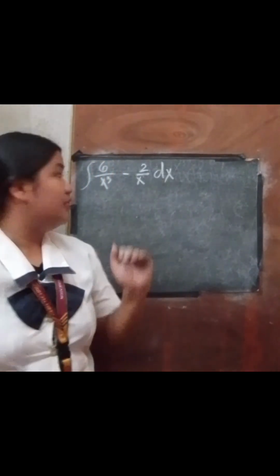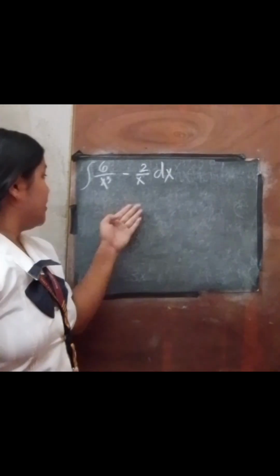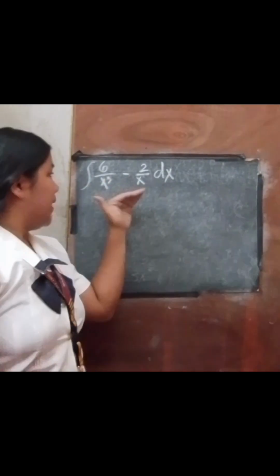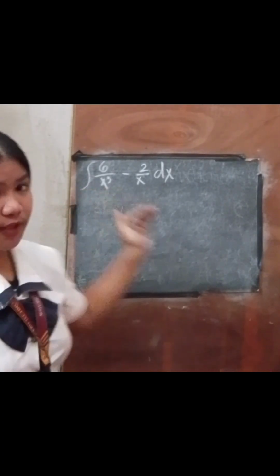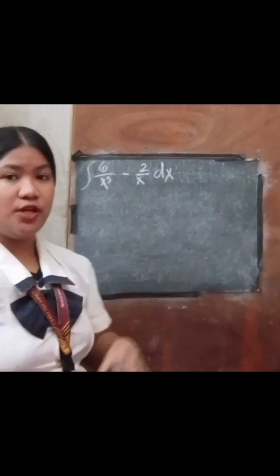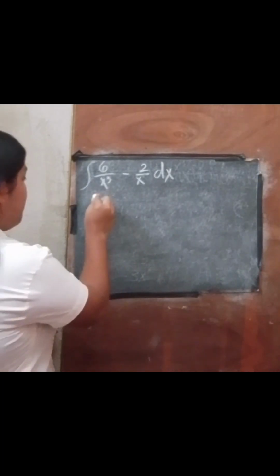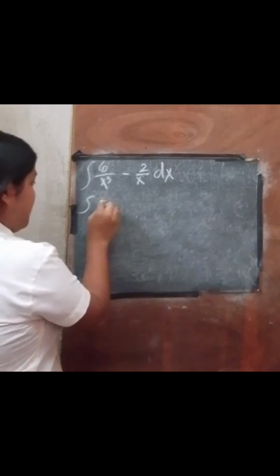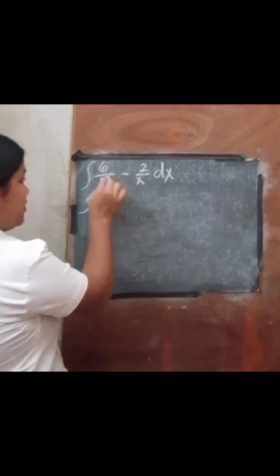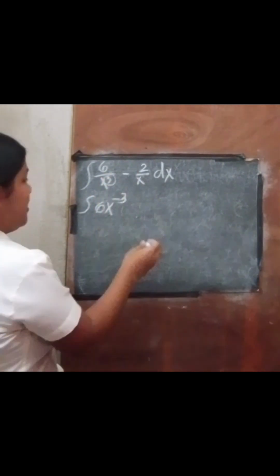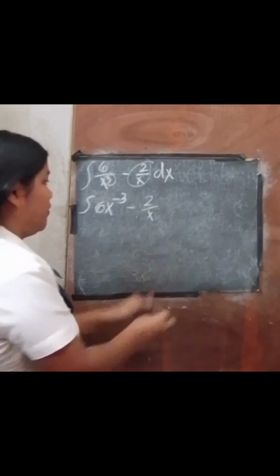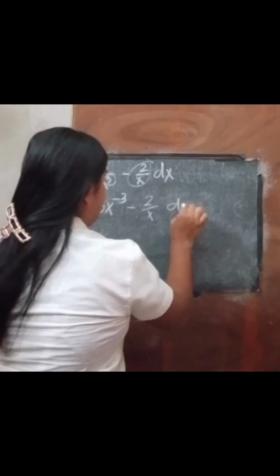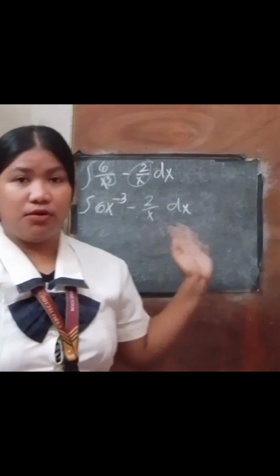Now we have problem number 7. So we need to find the integrals of 6 over x cubed minus 2 over x. So, ato unang butang is ang fraction ato siyang mo into exponent form. So mahimo na siya integrals of 6x raised to negative 3. Then, dili na nato siya pilatan ang 2 over x. Then the dx. So karon makagamit nato sa power rule for integration.